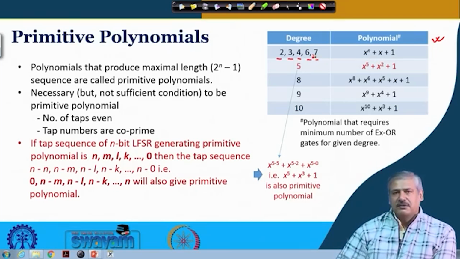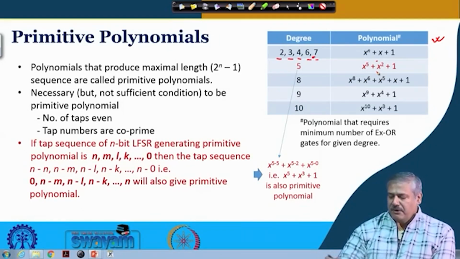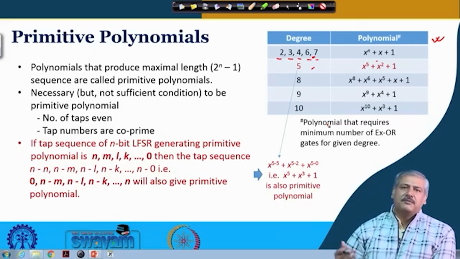So, for example, if it is 7, then x to the power 7 plus x plus 1. The 7th flip flop and the first flip flop outputs are XORed together and fed as input, and it will give a maximal length, which will be 2 to the power 7 minus 1. So, that is how it is there. For 5, it is x to the power 5 plus x to the power 2 plus 1. And 8, 9, 10. This is what has been arrived at after checking with different combinations.